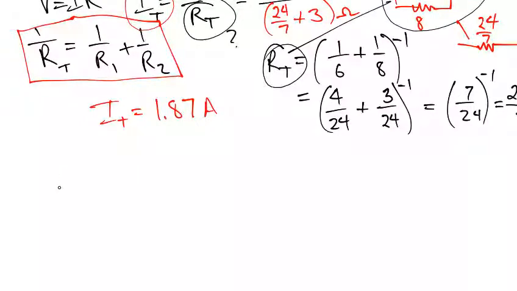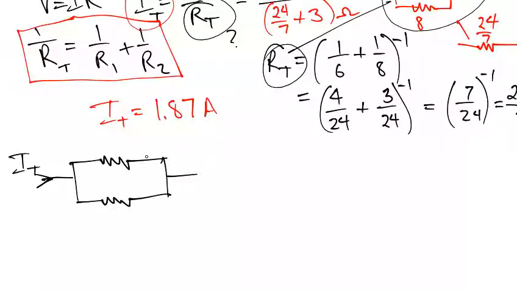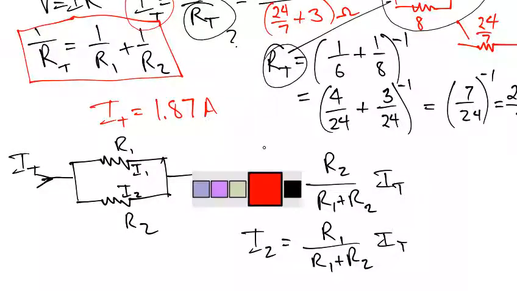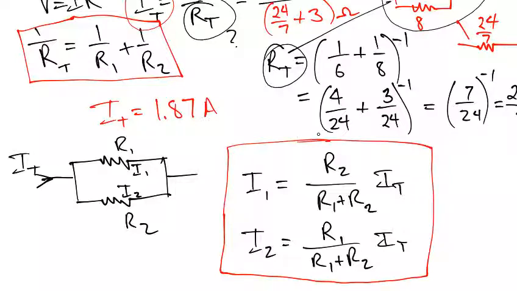The concept of current division is actually pretty cool. Current division works for parallel circuits. If you have a total current coming in, and you have R1 and R2, then the current going through 1 and the current going through 2 can be defined by this equation. I1 is equal to R2 all over R1 plus R2, multiplied by the total current. I2 is equal to R1 divided by the sum of the two, again multiplied by the total current. These equations are defined as current division.